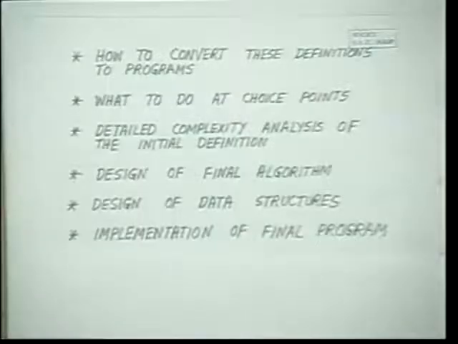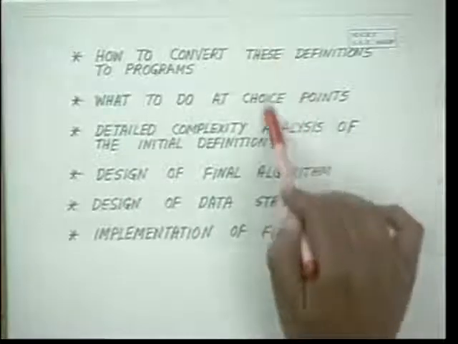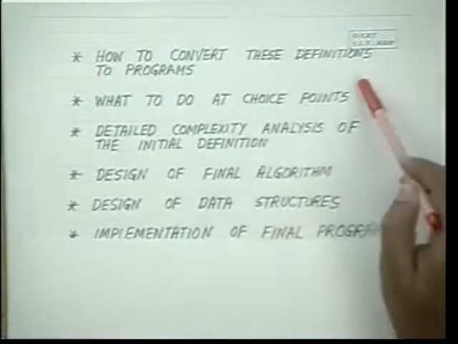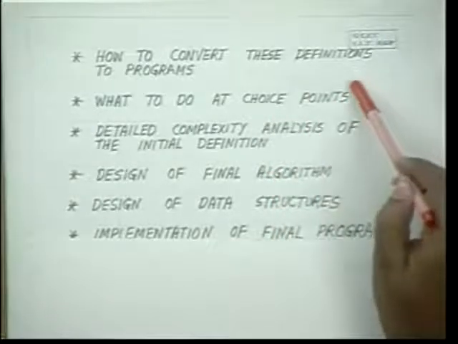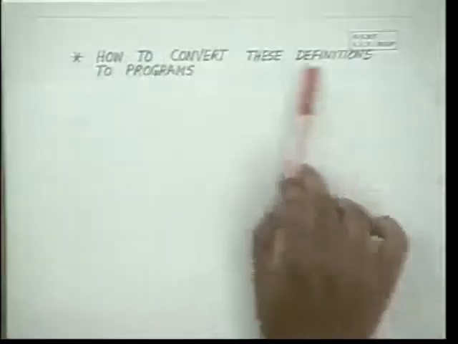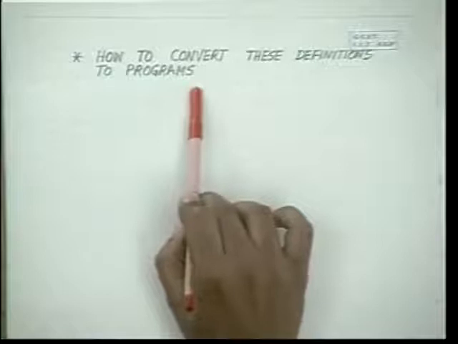So after having come up to this point, we are ready to design the final algorithm and the final data structures. And it is at this point that we turn to writing out the final program. It's a long way to go till we proceed to do this, and we have not yet learnt many things to proceed even beyond this point. So with the knowledge that we have at present of integers and arrays only, we'll see how we can convert these definitions to programs at the level that we are in.